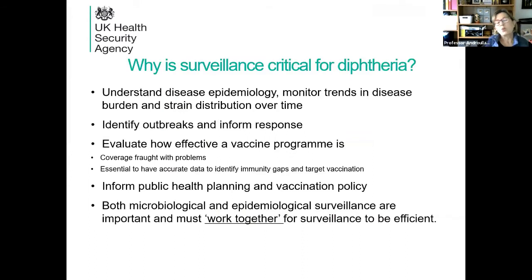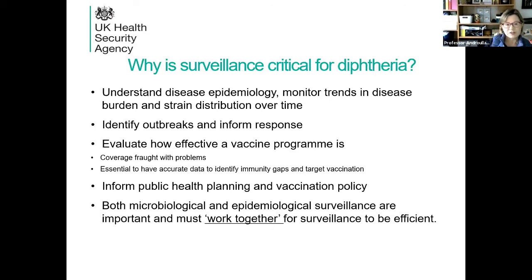Okay, so surveillance. Why is surveillance so important for diphtheria? Okay, it's obvious, I think. It's to understand disease epidemiology, to monitor the disease trends and also the distribution of strains over time, to identify outbreaks rapidly and in a timely manner, and also to inform response. It's important to evaluate how effective the vaccine program is, so as to inform public health planning and vaccination policies.